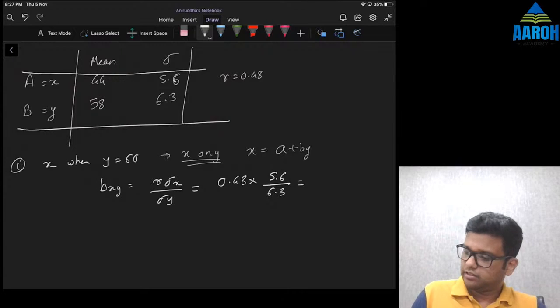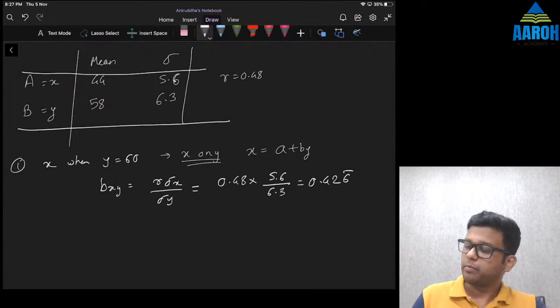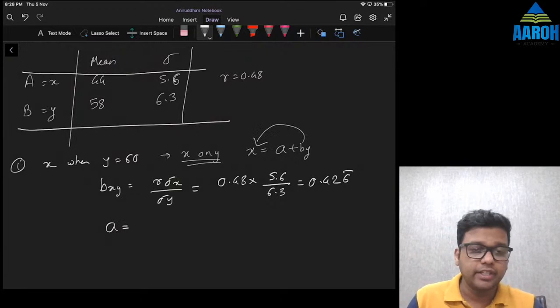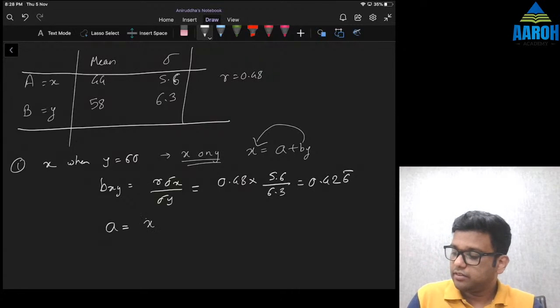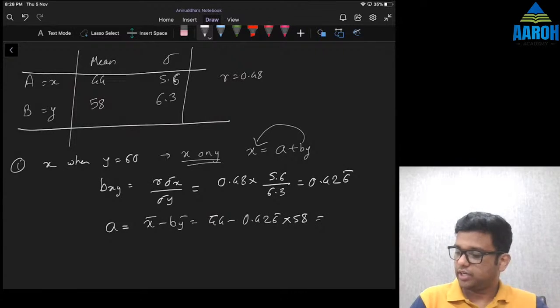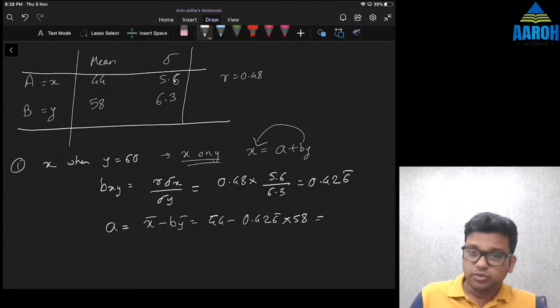X on Y, that is correct. 0.426 recurring. A can be found by rearranging the line. This by we have to take here. So A = X bar minus b Y bar, that is given. X bar is 44 minus 0.426 recurring into Y bar is 58. So A comes to be what? A comes to, that is correct.